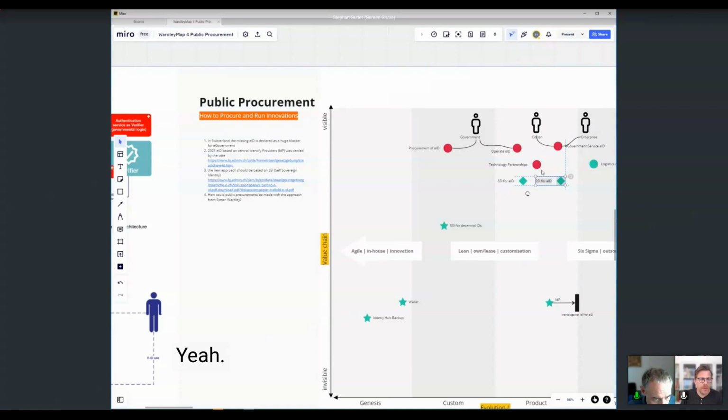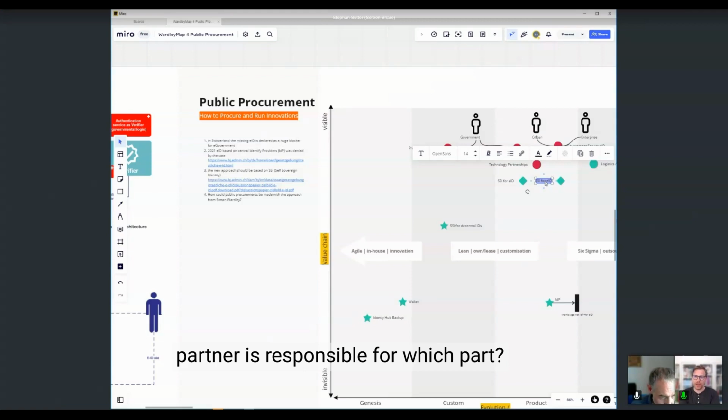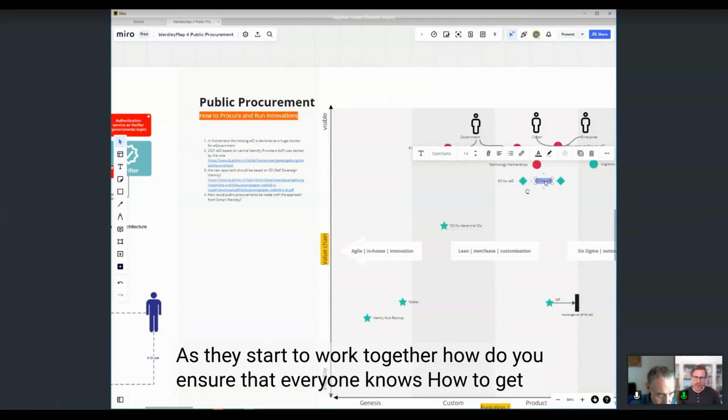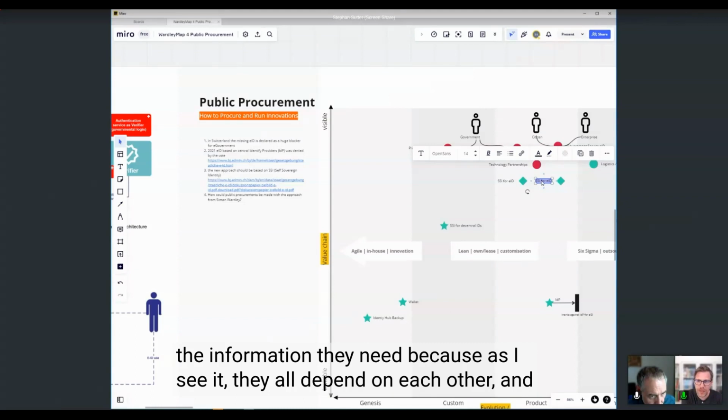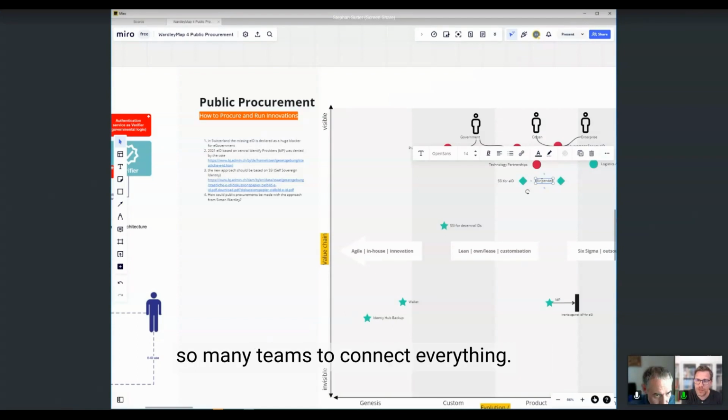Yes, Jan? You have different partners, and in the mini tenders, you select which partner is responsible for which part. If they start to work together, how do you ensure that everyone knows how to get the information they need? Because as I see it, they all depend on each other. And I expect it's really difficult for such a long running project with so many partners and so many teams to connect everything. Or is that not a problem at all?